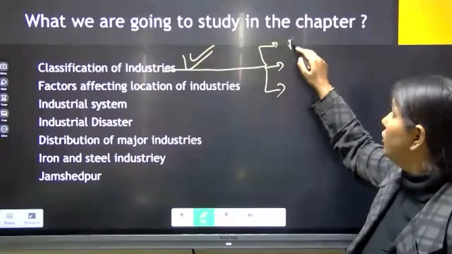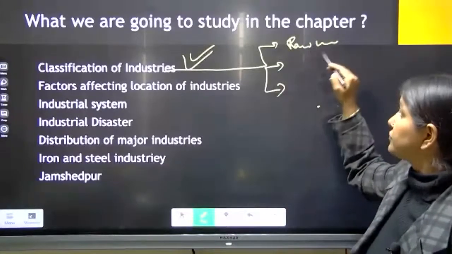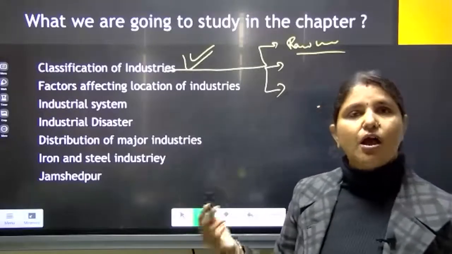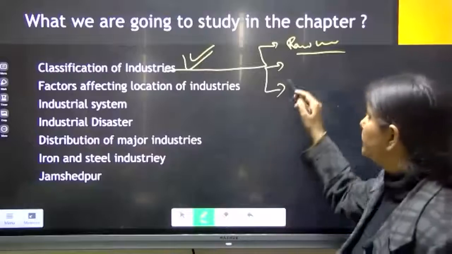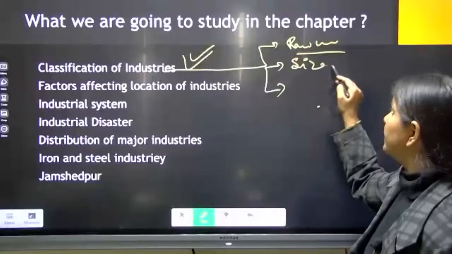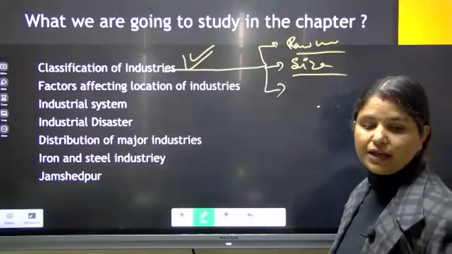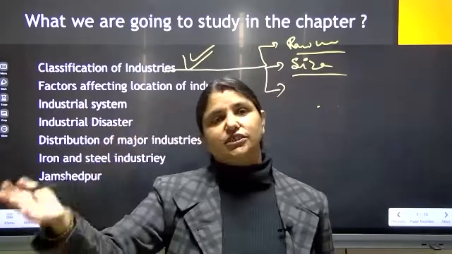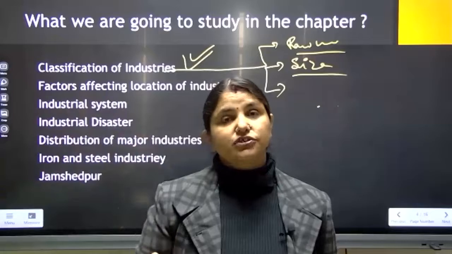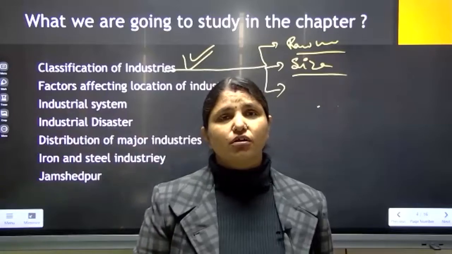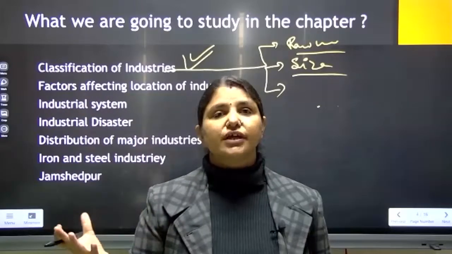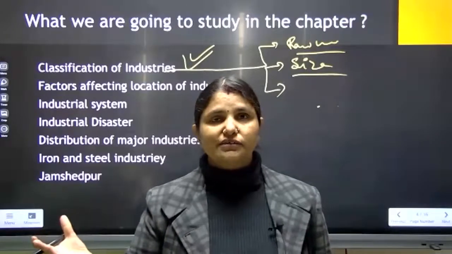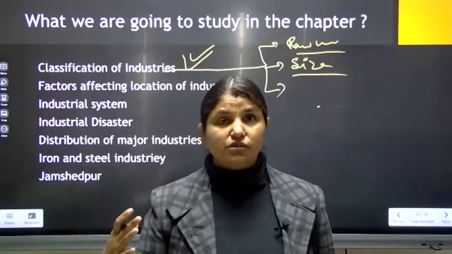One, on the basis of their raw material, like marine-based, agriculture-based, etc. I will explain these things. Second, on the basis of size, and in this I will explain that there are two types of industries, large industries and small industries. Industries in our villages, where they make things by hand or make handicrafts, are part of small scale industry.